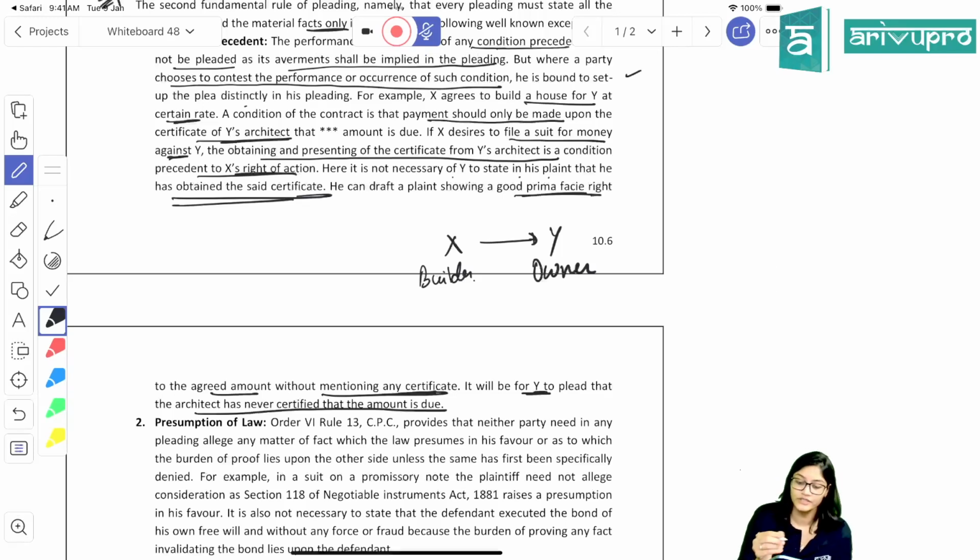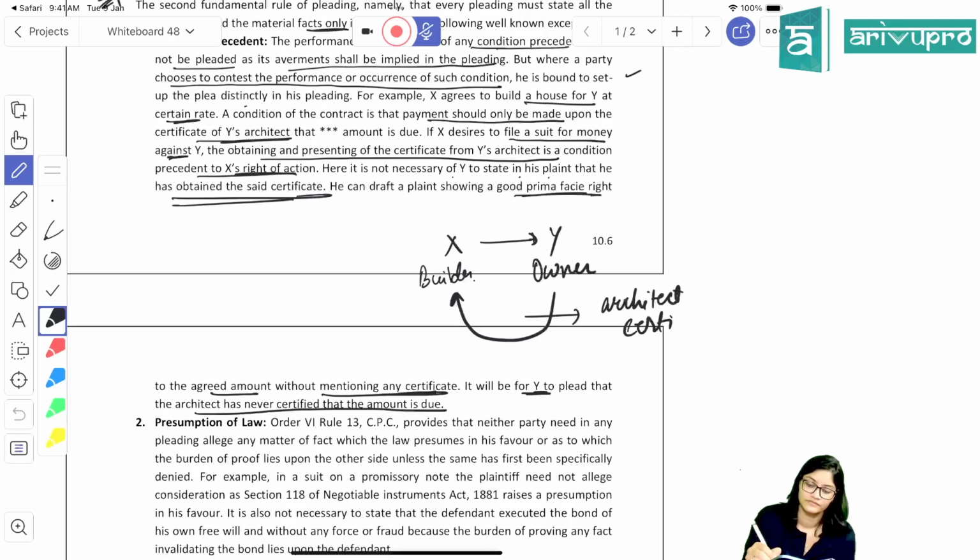So what was the condition? That owner is going to make the payment. But what is the condition upon giving the architect certificate? This was the condition, right? So here what is happening? X desires to file a suit for money. X is filing a case that Y is not making the money.